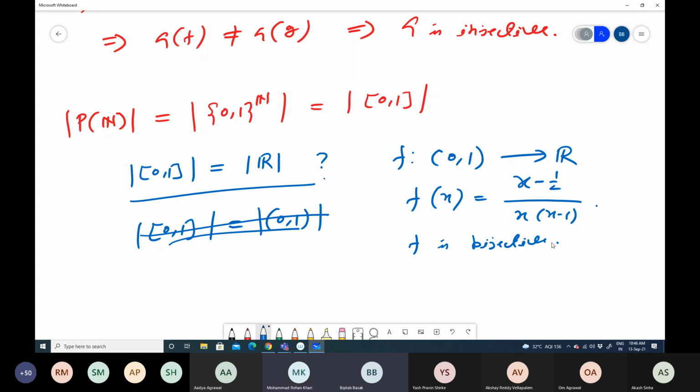So it is bijective, with 1 by 2 minus x. If you take near 1, then that will be positive, that will be negative, that will be positive. So it is positive, negative infinity. And if you take near 0, then that will be negative, that will be negative. So it is ultimately positive. So plus infinity.